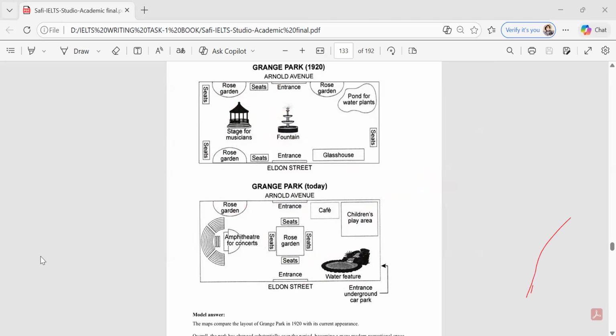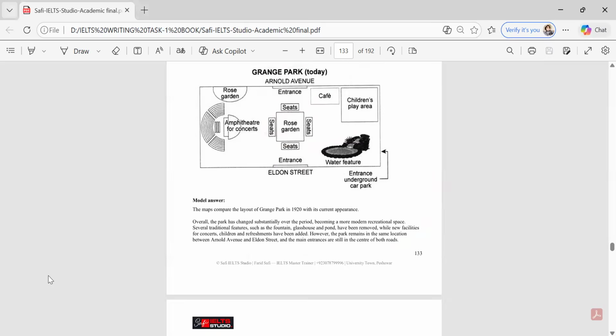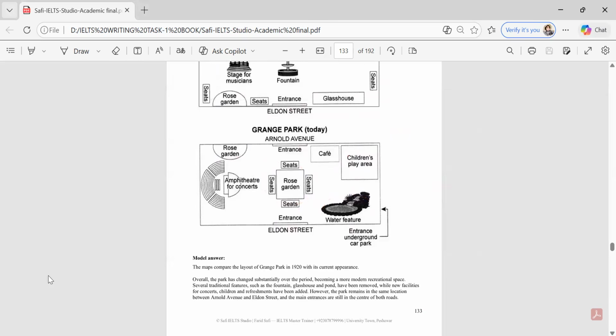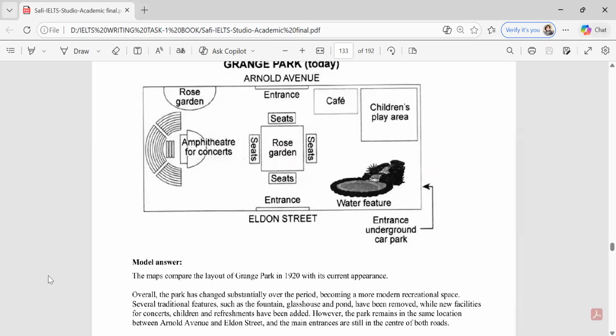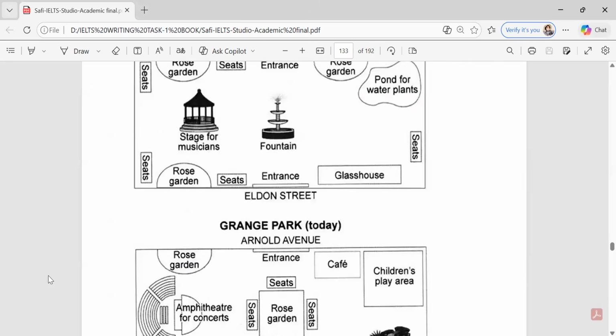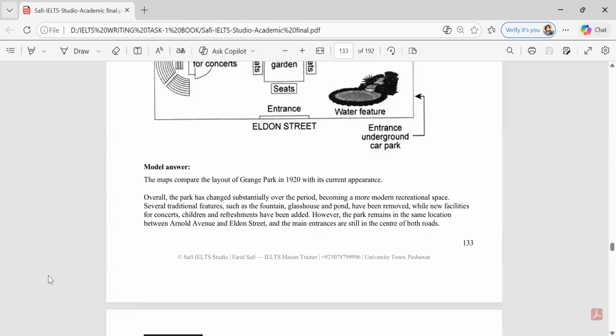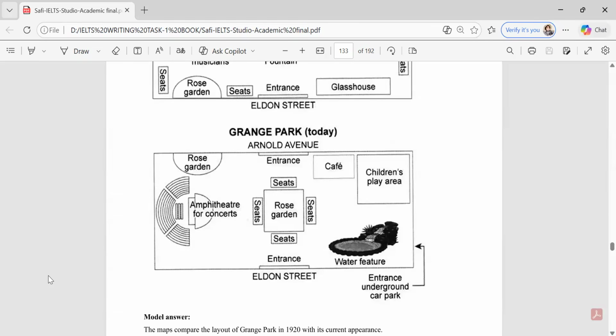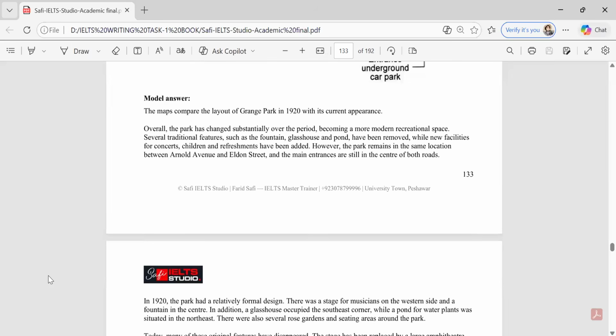अब इफ वी ट्राई टू टेक द ओवरव्यू पैराग्राफ, सो ओवरव्यू में हम कह सकते हैं कि ओवरऑल, अब दोनों को देखें. ओवरऑल द पार्क हैज चेंज सब्सटेंशियली ओवर द पीरियड. काफी ज्यादा चेंज हुआ है ना, दोनों पार्क में काफी चेंज. बिकमिंग अ मोर मॉडर्नाइज्ड, ये दूसरा वाला देखो काफी मॉडर्न हुआ है पहले से. सेवरल ट्रेडिशनल फीचर्स सच एज द फाउंटेन, ग्लास हाउस एंड पॉन्ड हैव बीन रिमूव्ड.